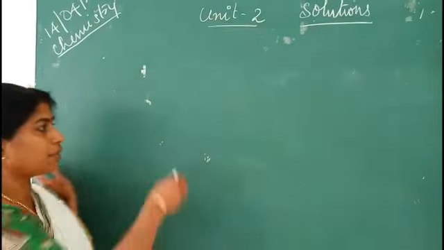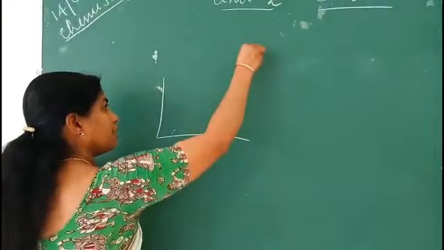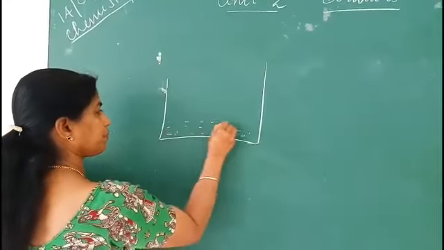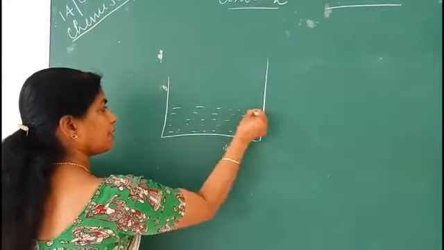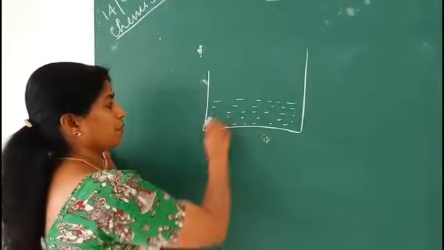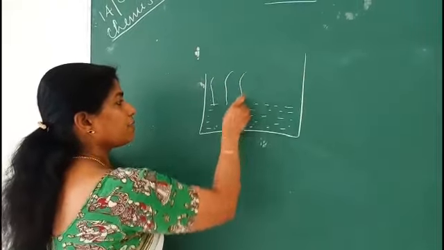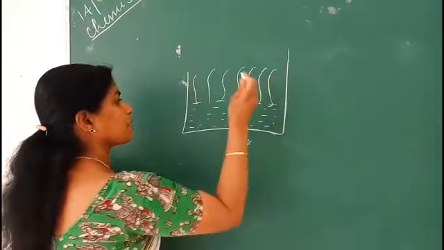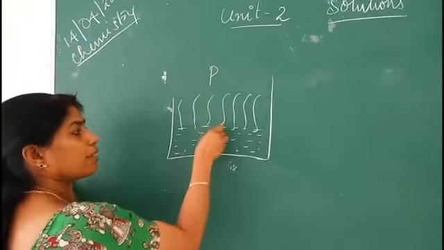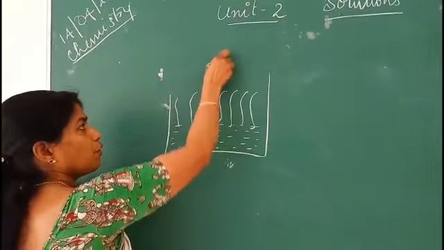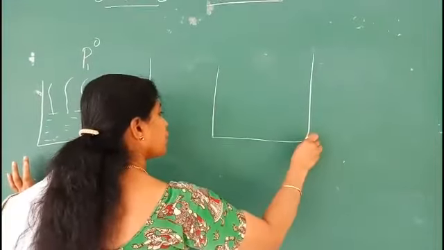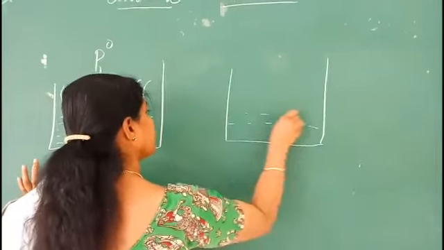Then next is the second type of solutions, where a solid is added to a liquid. If you are adding a non-volatile solid to a liquid, you are taking a solution and a non-volatile solute is added to the liquid. When only the liquid is there, only vapors of the liquid are present on the surface, and the pressure exerted by this liquid on its surface is P1 naught. Now we have added a non-volatile solute to this liquid.